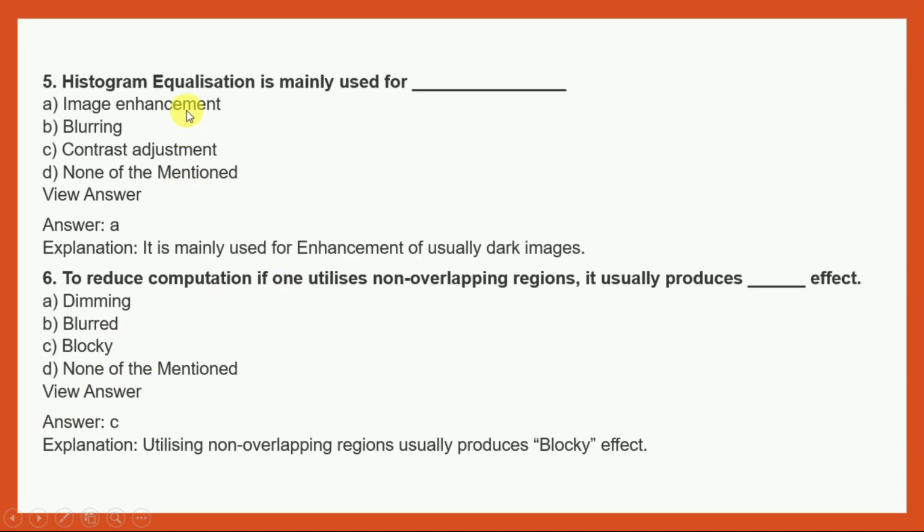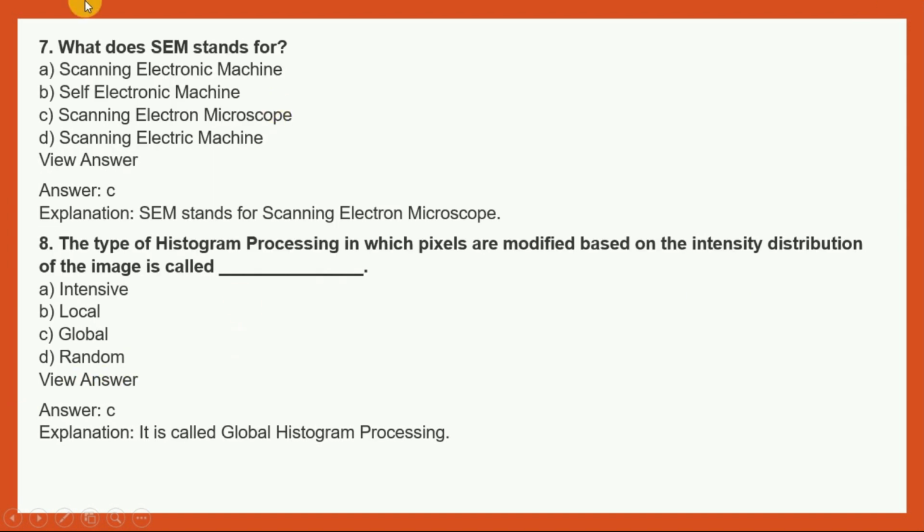Now histogram equalization is mainly used for what? That is also an important question, because it is an up-to-the-point question. The answer is option A, that is image enhancement. Basically we are doing image enhancement using histogram equalization. Now the question is, to reduce computation if one utilizes non-overlapping regions, it usually produces a dash effect. The answer is blocky effects. What does SEM stand for? The answer is option C, that is scanning electron microscope.